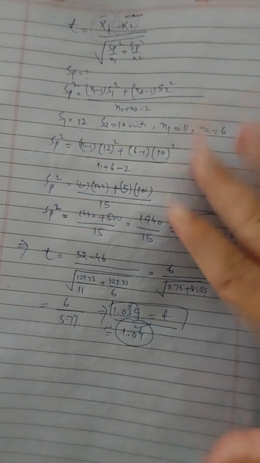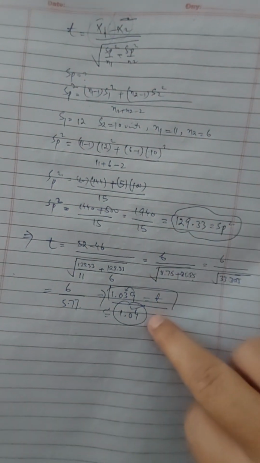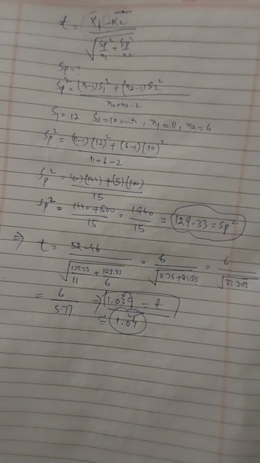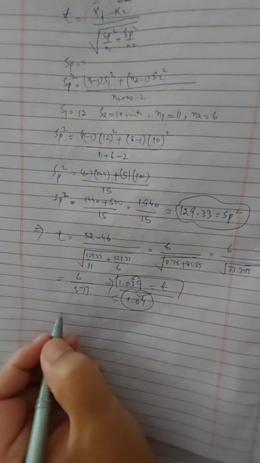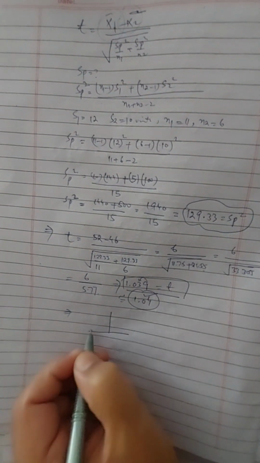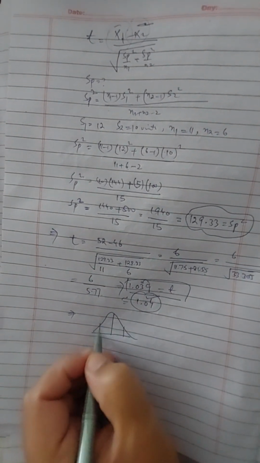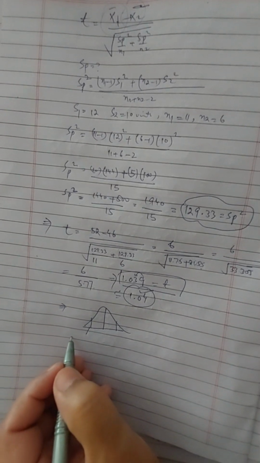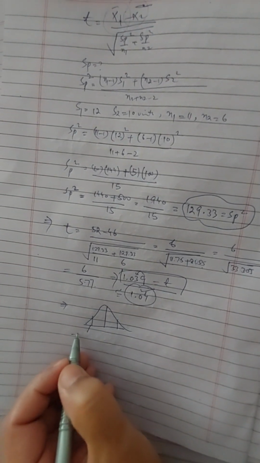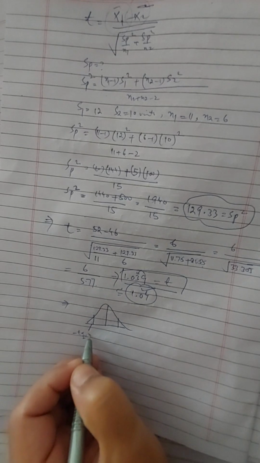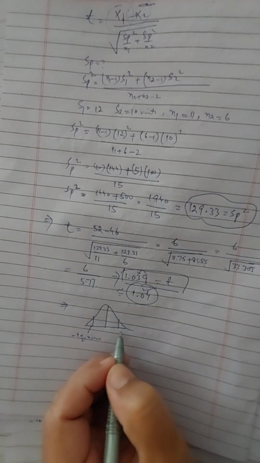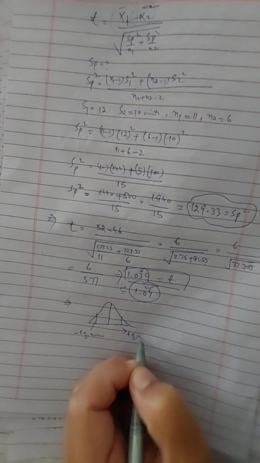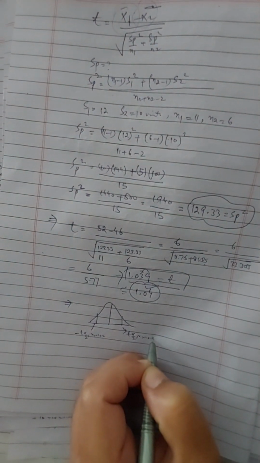Rounding off. Okay, now we have the t value. Now it is two-sided. So when we have a two-sided value like this, the critical value of t on this negative side is equal to minus t alpha by 2 with n1 plus n2 minus 2 degrees of freedom, and on this positive side it is equal to positive t alpha by 2 with n1 plus n2 minus 2 degrees of freedom.